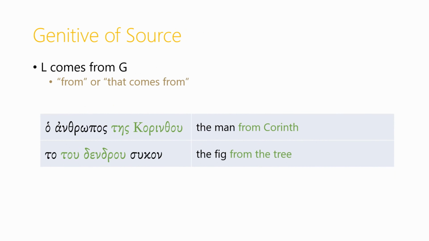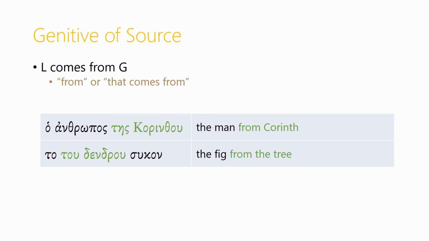With the genitive of source, which is sometimes called a genitive of origin, the lead nominal comes from or originates with the genitive nominal. So we often use helper words in English like from or that comes from. Ho anthropos tes Korinthou would be the Corinth man, and when we ask what the relationship is between the city Corinth and the man, we realize that probably the man is from Corinth. This is the man who comes from Corinth.